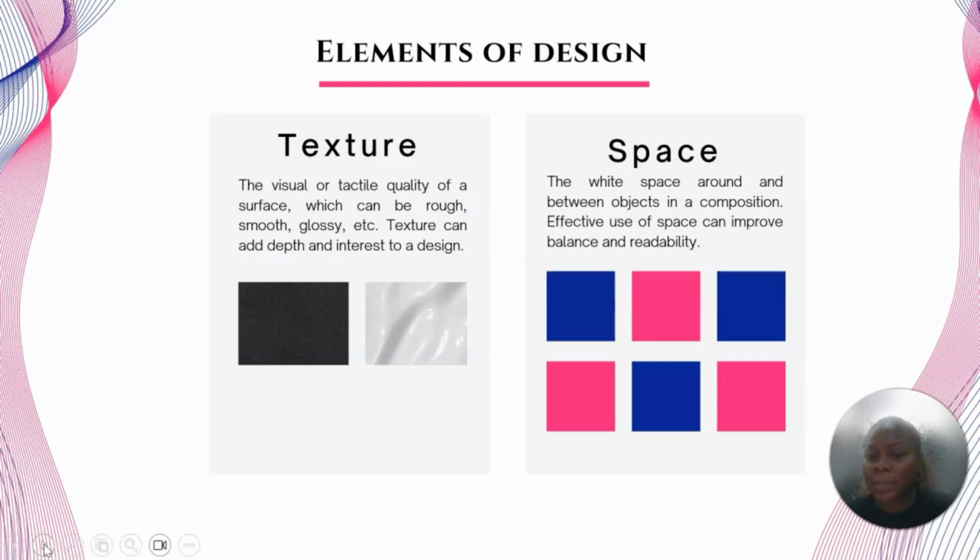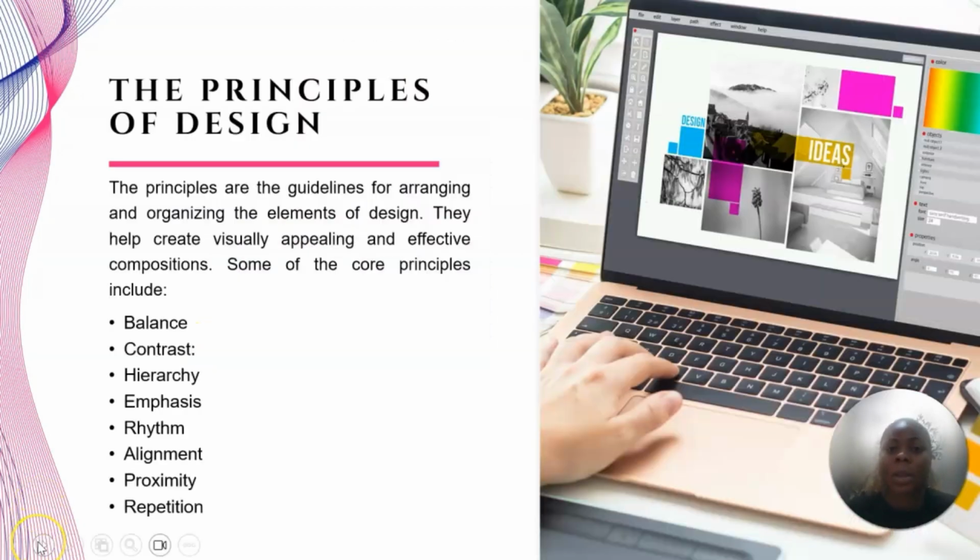Then we have white spaces. These are the even spaces around the design. They are used to arrange and compose the design to help your reader read your message better, and also to understand what you're communicating to them. That's the point of communication.